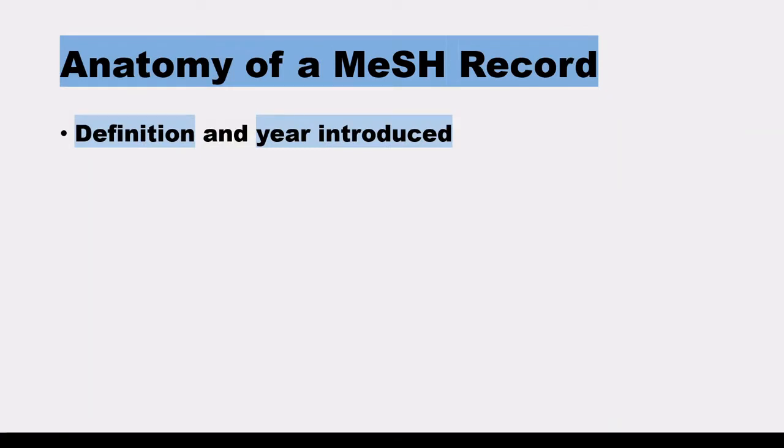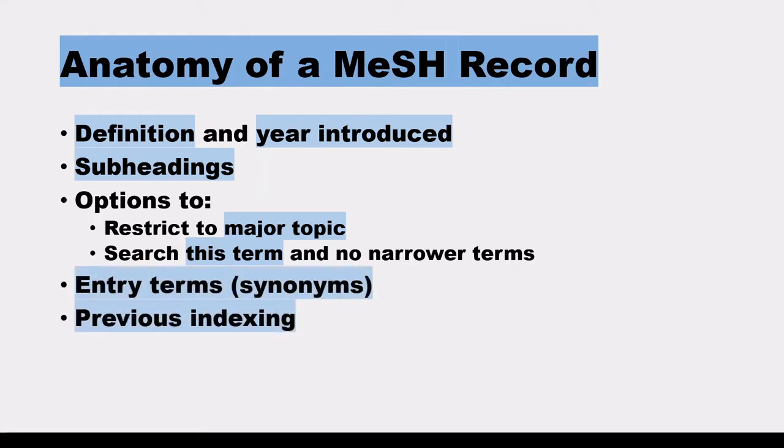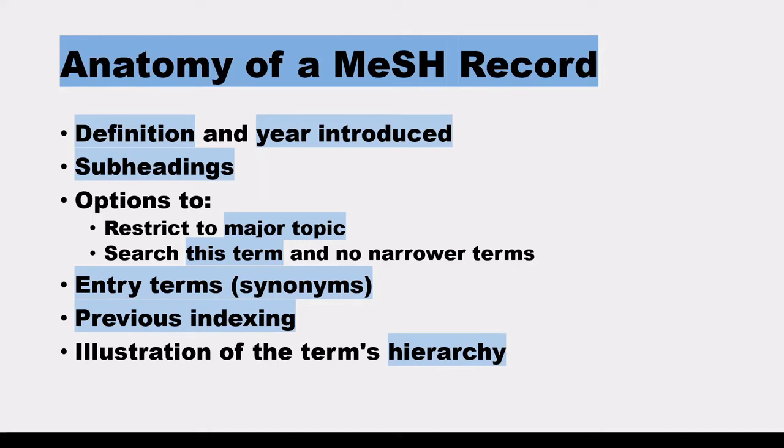Now, I want to introduce you to the anatomy of a MeSH record. Most MeSH records will contain a definition and sometimes a year introduced. This will tell you if it is a very new or a very old term and how far back you can expect the literature to go when you search with it. Every MeSH record will contain a set of subheadings, which you can use to narrow your search down. You also have options to restrict this heading to a major topic or to search this term only and no narrower or child terms. You will also see entry terms, previous indexing, and the representation of the term within the MeSH hierarchy.